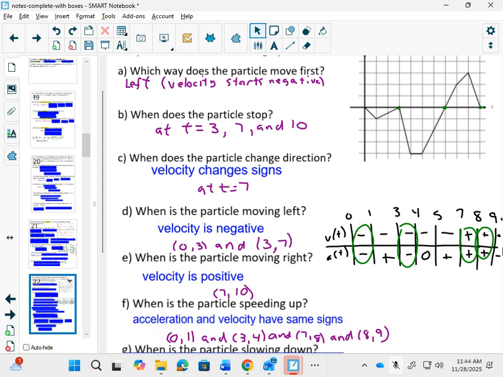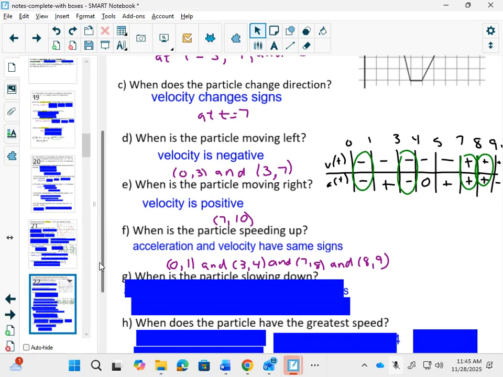So from 0 to 1, 3 to 4, 7 to 8, and 8 to 9. Why don't we include 8? Because at 8, the velocity was 0. Or at 8, actually it's a sharp point, the acceleration is not defined. Sorry, I was thinking about 7. At 8, that sharp point means there's no derivative. And so we can't say anything about the acceleration at that moment. It's kind of weird to think about because that doesn't really happen in real life.